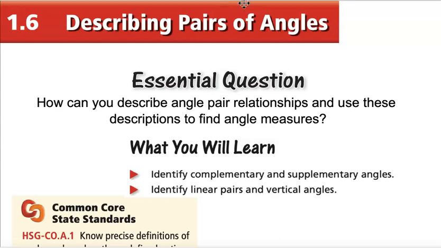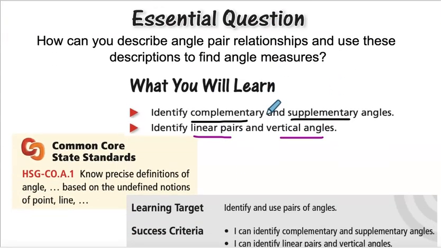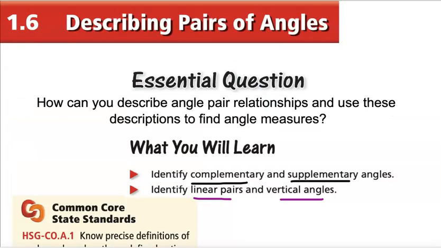All right, everybody, 1.6, describing pairs of angles. We got a couple things we're going to discuss here: complementary and supplementary angles, linear pairs, and vertical angles. So without further ado, let's get through this and see what we got here.